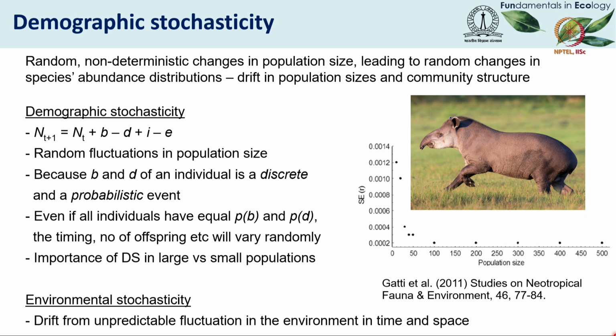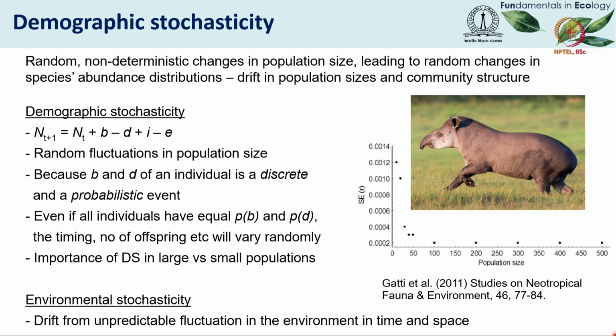And when it comes to models like the theory of island biogeography and Hubbell's neutral theory, it is actually this stochasticity, this demographic stochasticity, that is playing a very important role in these models of community assembly. Now, how does demographic stochasticity arise? Where does it come from?